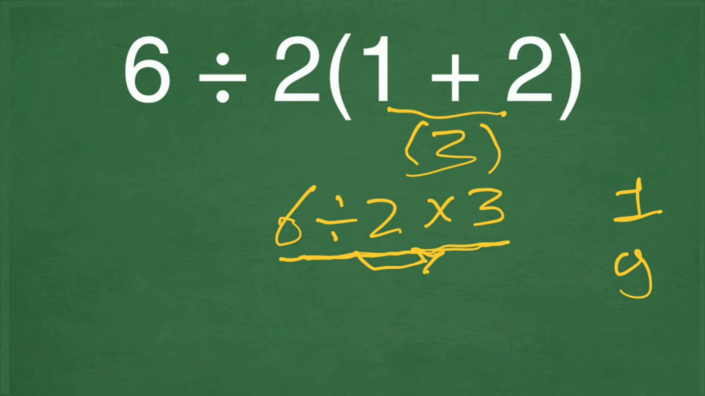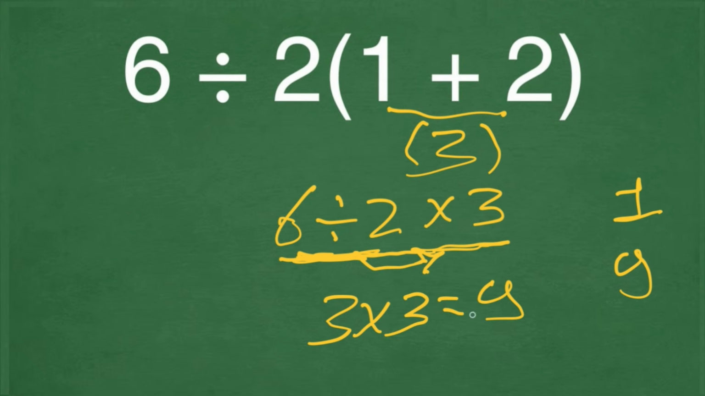So 6 divided by 2 is equal to 3. And 3 times 3 is equal to 9. So what is it actually? So 9 is the correct answer. Just to be clear, the trap was treating 2 times 3 as one locked piece. It's not. It's just 2 times 3, solved left to right like anything else.